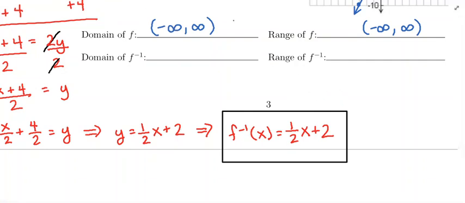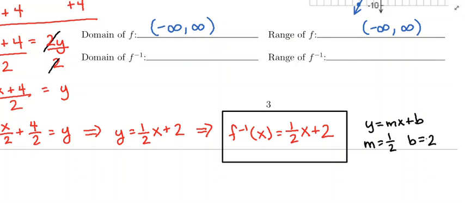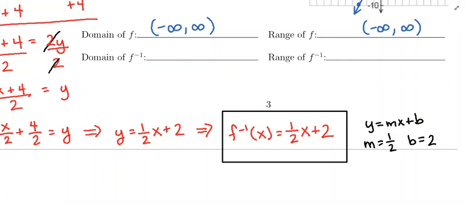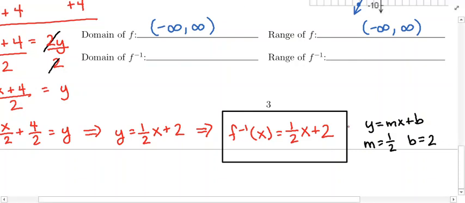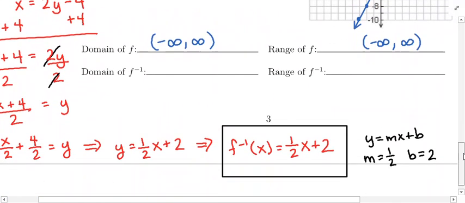Let me write that out to the side. This is y equals mx plus b. When I graph this out, the slope is going to be 1/2, the number in front of x, and the y-intercept is going to be positive 2. That's why I took the few additional steps to break the fraction down, so that I could recognize this as a line and it's going to be easy to graph. So here's the inverse function. We've got the formula for it. Now I'm going to graph it out.